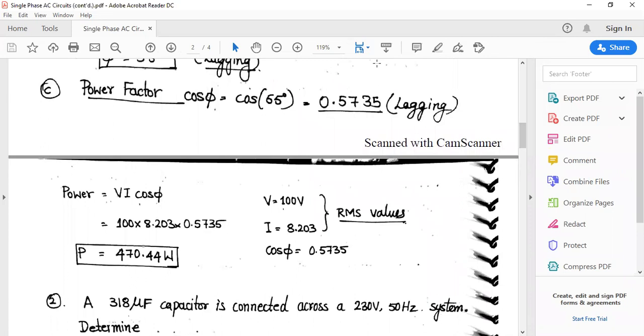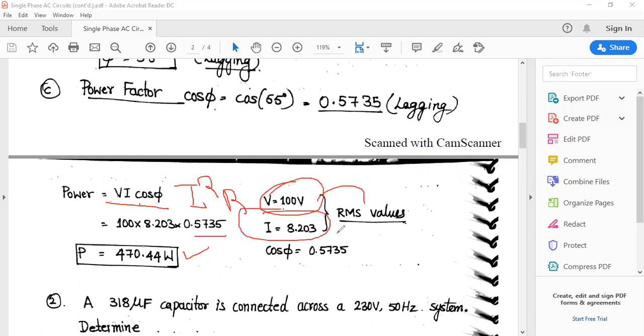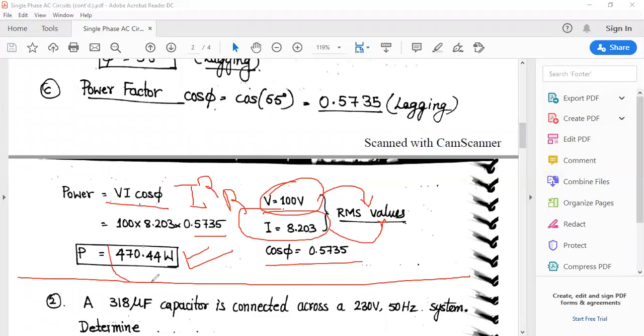Later on, you can find out the power as VI cos phi, or generally you can write it as I squared R also. It is one and the same. You'll get the same answer. So 8.203 into 100 into cos phi, you can get it as 470.44 watts. V and I are said to be the RMS values of the voltage and current, and cos phi is 0.5735. Okay, that's how we can get the value of power, which is nothing but the average power, 470.44 watts.